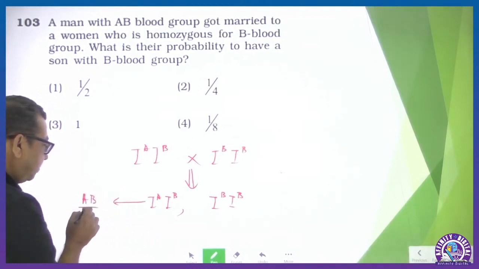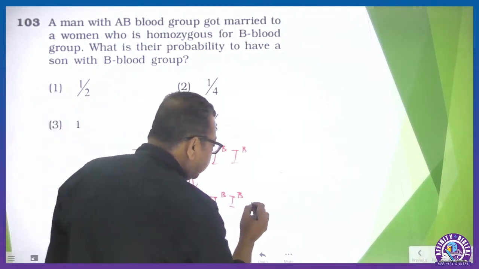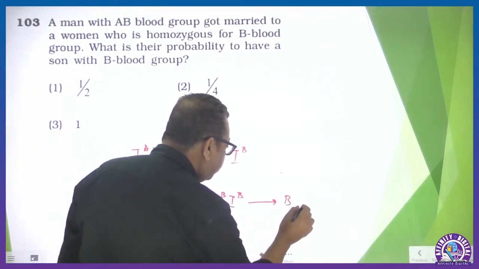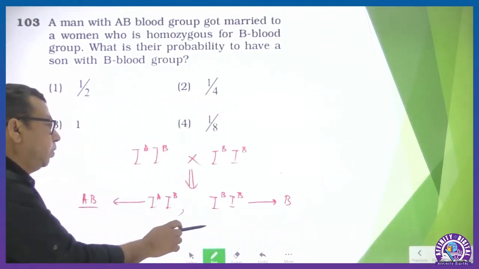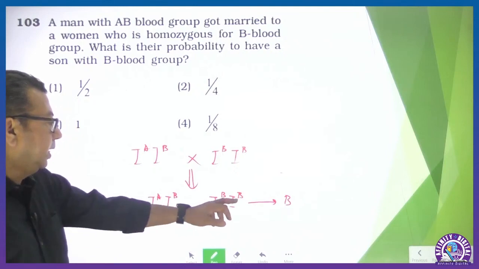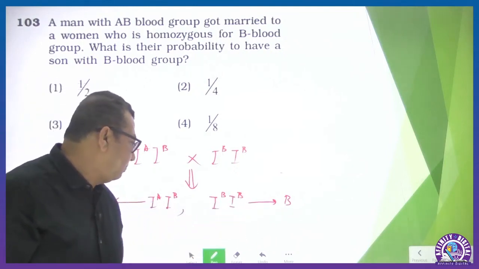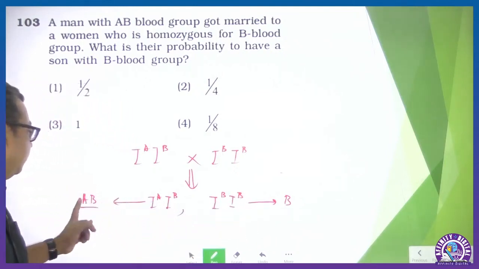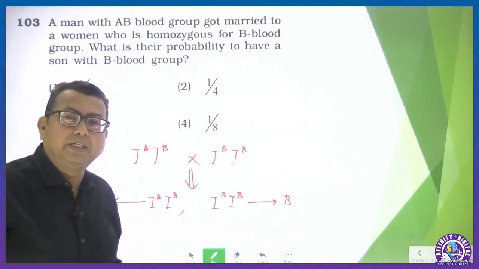So this type of progeny will have AB blood group and this type of progeny will have B blood group. Matlab ek progeny ko B blood group hone ke liye probability is half. Ek progeny to have AB blood group probability is half.